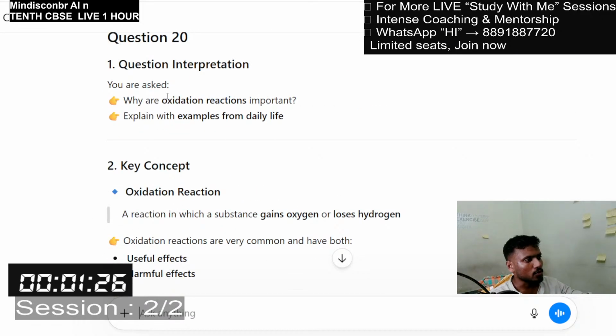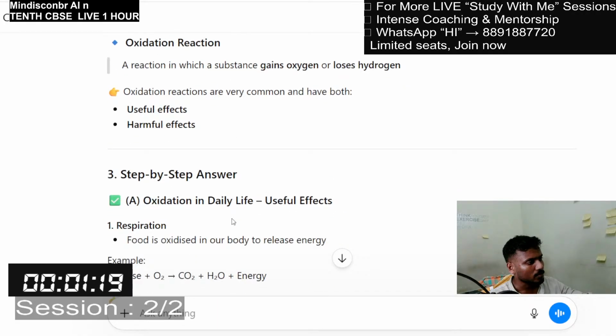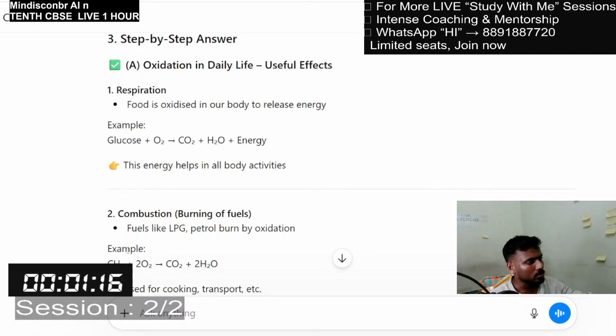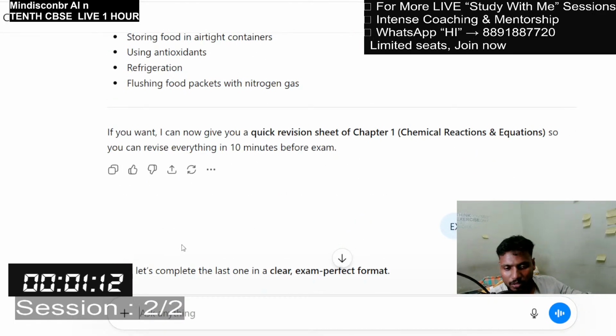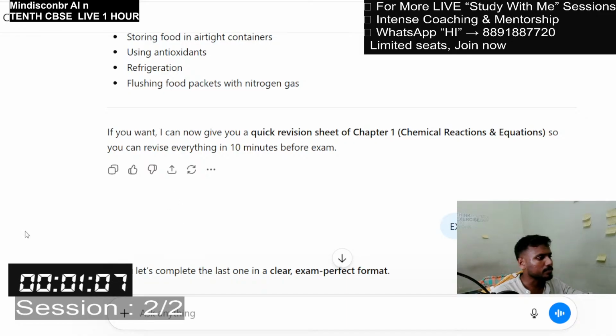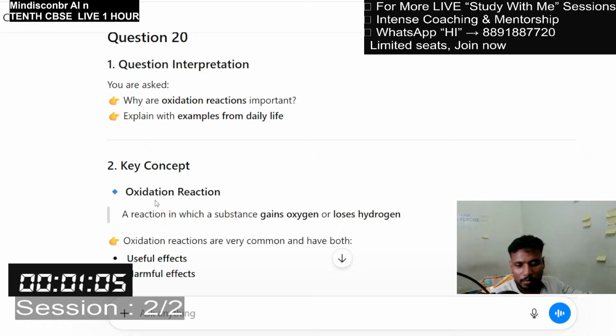Question interpretation: you are asked why oxidation reactions are important? Explain with examples from daily life. No, this is not the question. I have asked about the 20th question. 20th question: explain the following terms with one example each. Now we are missing the 17th question and the 20th question. Wait. Explain the 17th question.